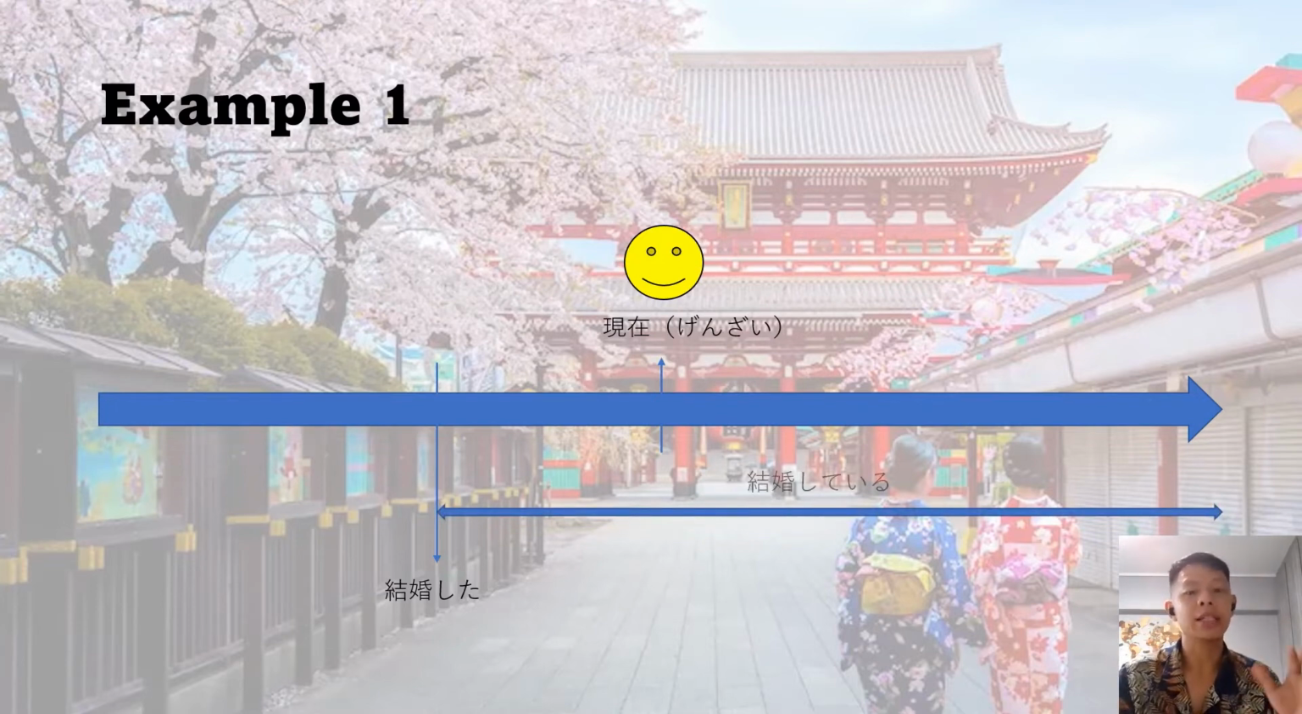You would say 結婚している. You got married 2 years ago, but currently you're still in the state of being married to someone, unless you get divorced. But let's hope that you don't get divorced. So remember, if you're describing a state that you're currently in, you would use the progressive present tense.